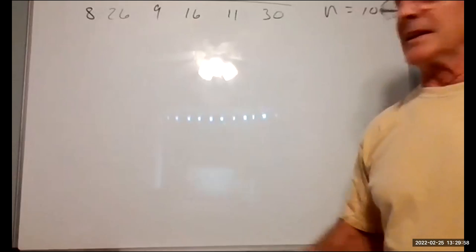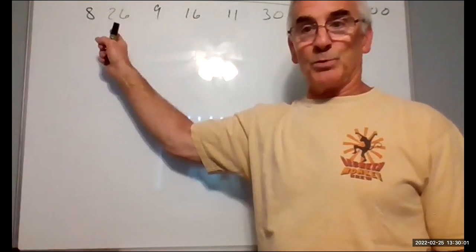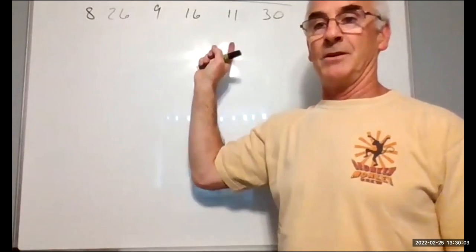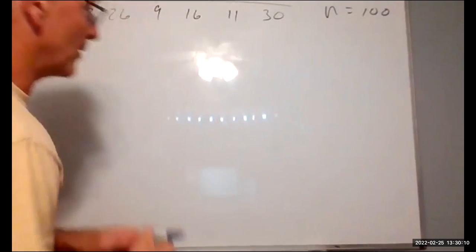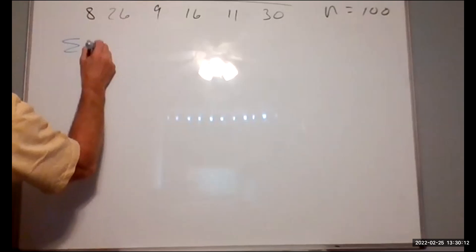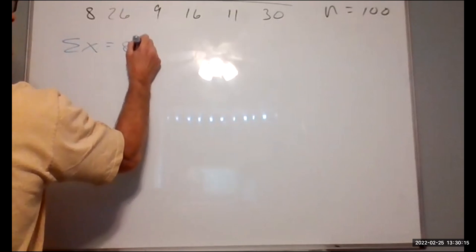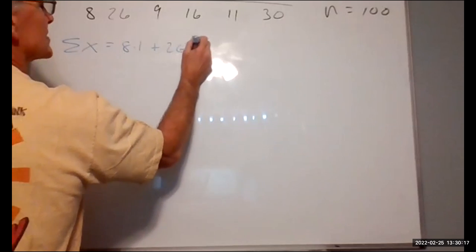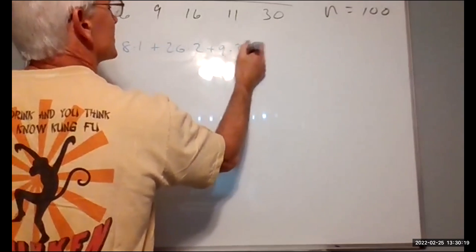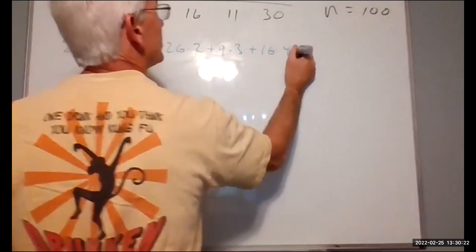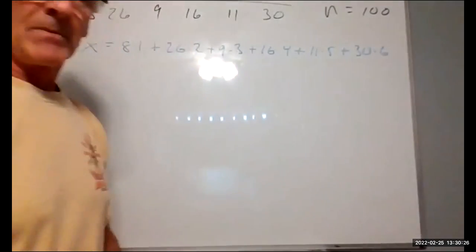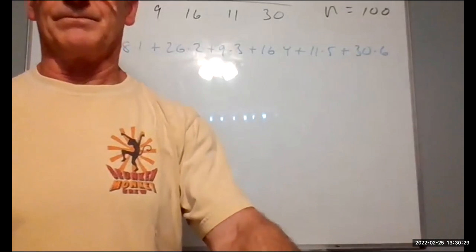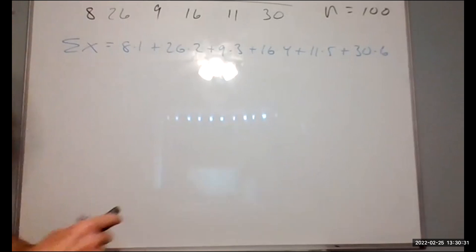So if I want the mean, again, it's 1 plus 1 plus 1, 8 times, and then 2 plus 2 plus 2, 26 times, and so on. Or I can just multiply by my frequency, right? That's a little bit more efficient. So let's start with the sum of our values. So the sum of the outcomes would be, again, 8 times 1 plus 26 times 2 plus 9 times 3 plus 16 times 4 plus 11 times 5 plus 30 times 6. This is the sum of all my dice roll, my single die, I should say die roll, not dice roll.